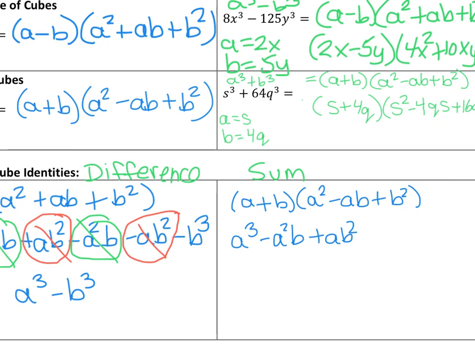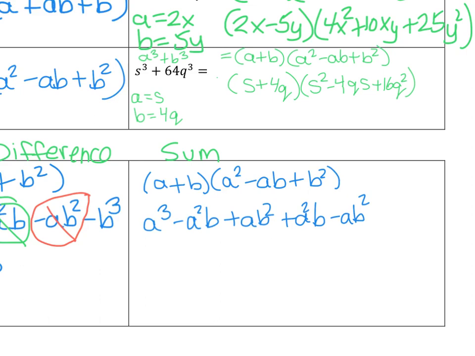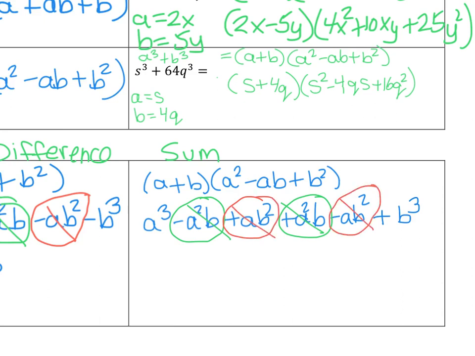Now it's the b's turn. B times a positive a squared is a squared b. B times a negative ab is negative ab squared. B times a positive b squared is positive b cubed. So we have a negative a squared b and a positive a squared b. They cancel. We have a positive ab squared and a negative ab squared. They cancel. And the only thing that we have left is our sum of perfect cubes.